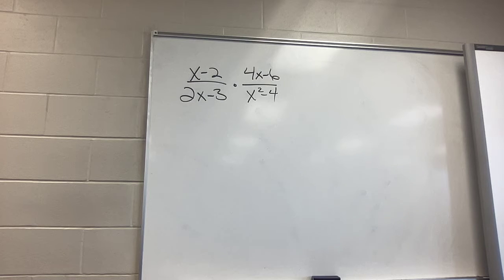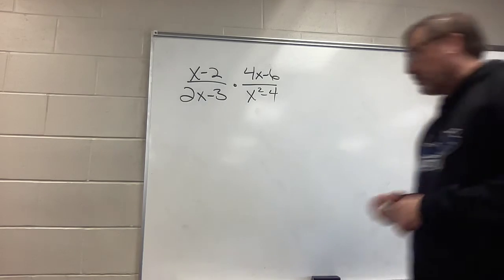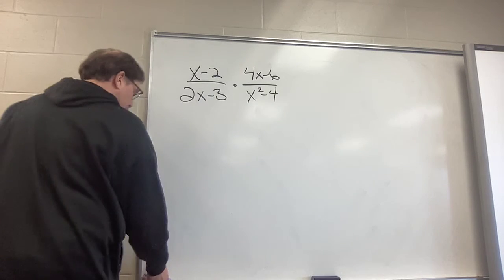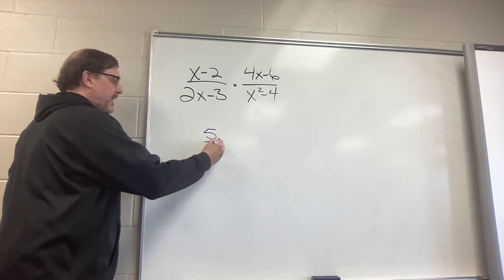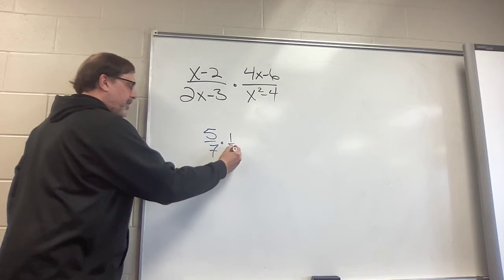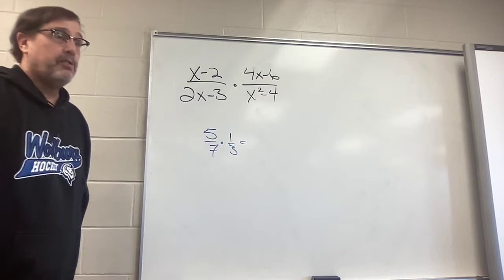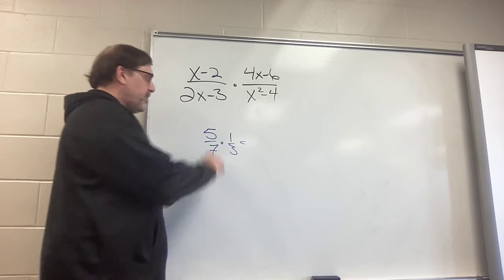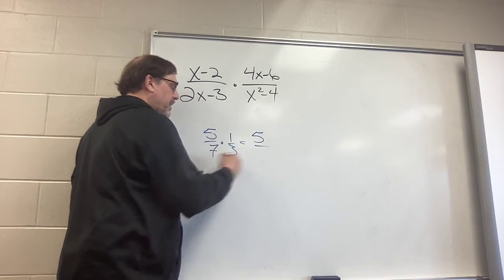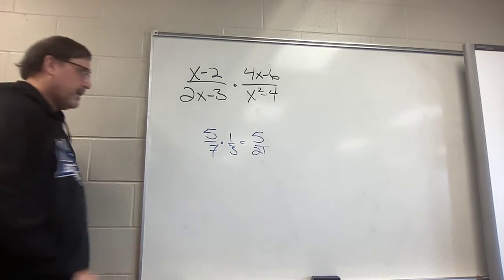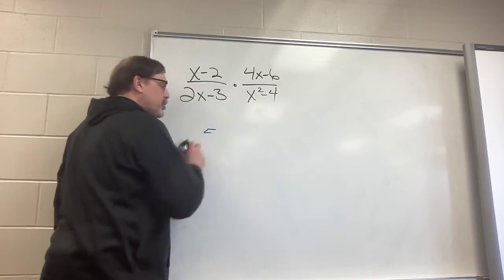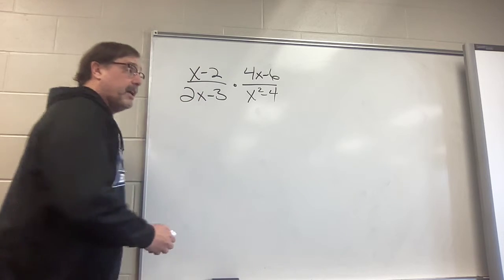I'm going to skip away from this problem for just a moment to refresh your mind of what you used to do. You used to have 5/7 times 1/3. Multiplying was awesome. You did not need common denominators. You could just go 5 times 1, 3 times 7. Woohoo!